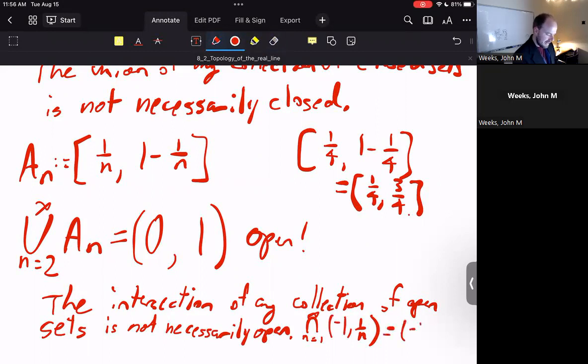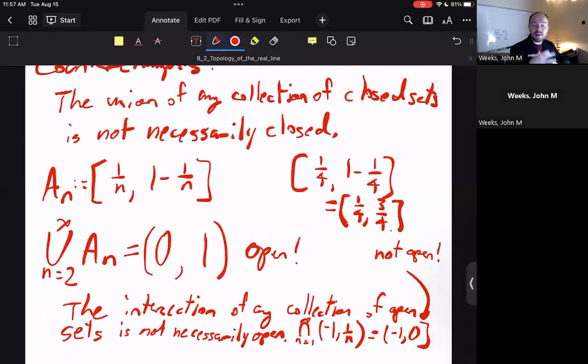This is going to be the set -1 to 0. Notice it includes 0 because 0 is in every single set here. But it cannot contain any points that are above 0. So this is not an open set. -1 to 0 contains something that is not inside of the interior. 0 is not an interior point of the set. So this is not an open set here. So this is not open.